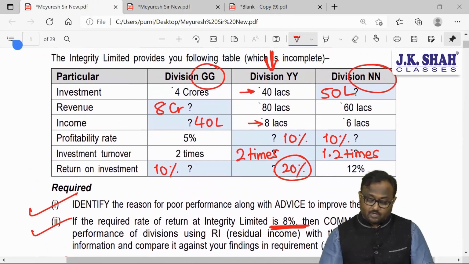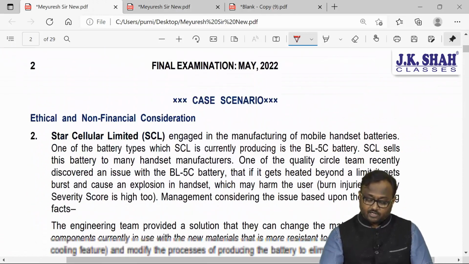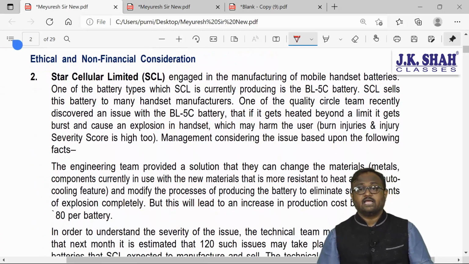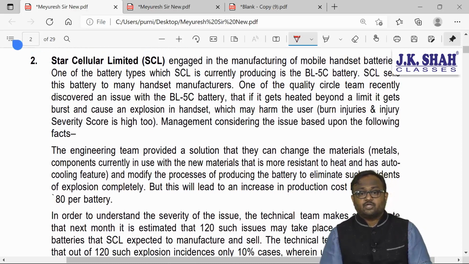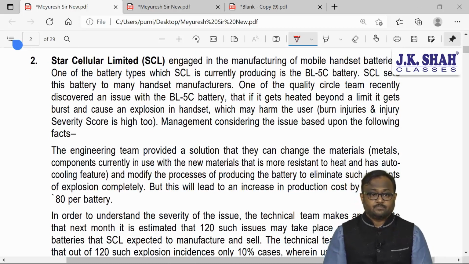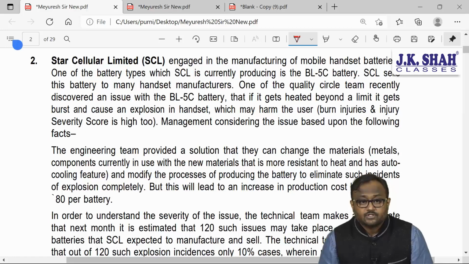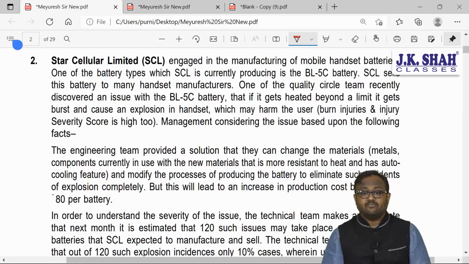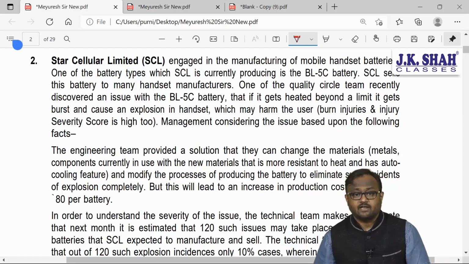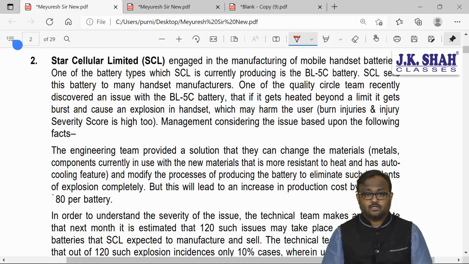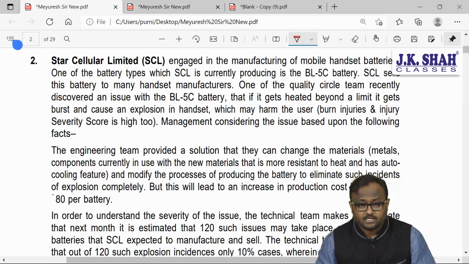Your first question was about ROI, RI, advantages, disadvantages. Let us go to the next question. Question number 2. Star Cellular Limited is engaged in the manufacturing of mobile handset batteries. One of the battery types which SCL is currently producing is the BL5C battery. SCL sells this battery to many handset manufacturers. So we are a manufacturer of batteries and we are selling batteries to many handset manufacturers.